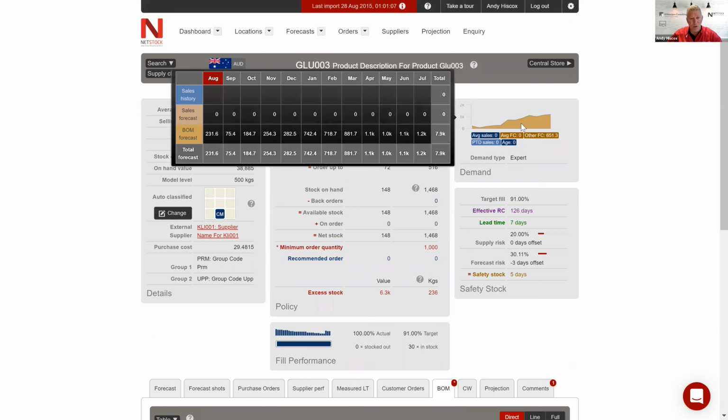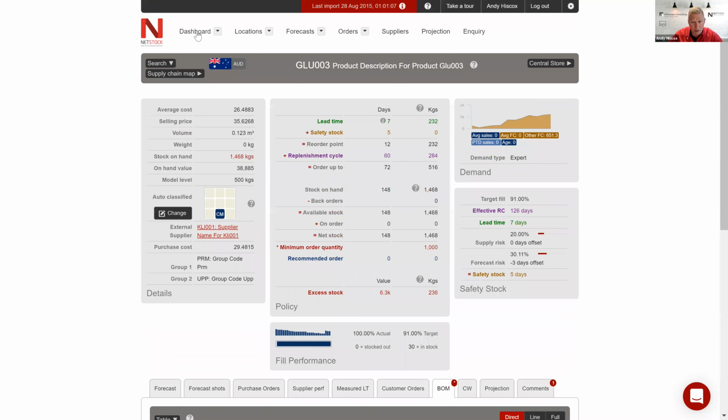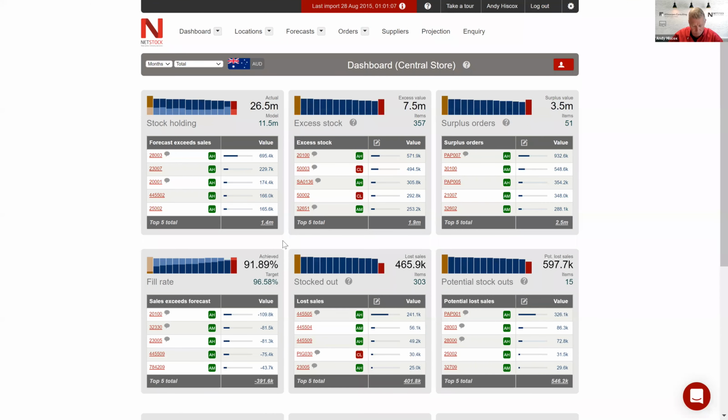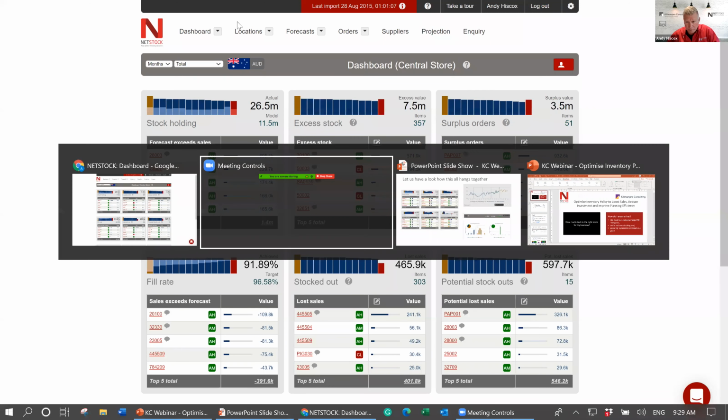Now we can go and have a look at some inventory policy modeling. And then once we've done the modeling, we can look at some projections and then some ordering and then some performance monitoring. So let's firstly go and look at some policy.